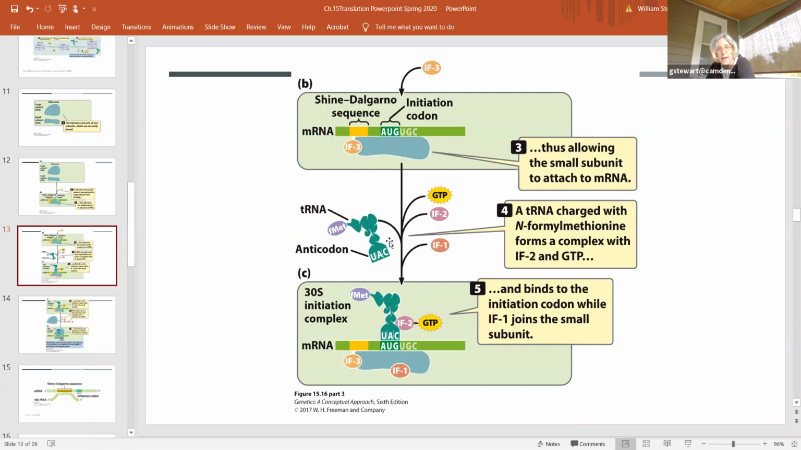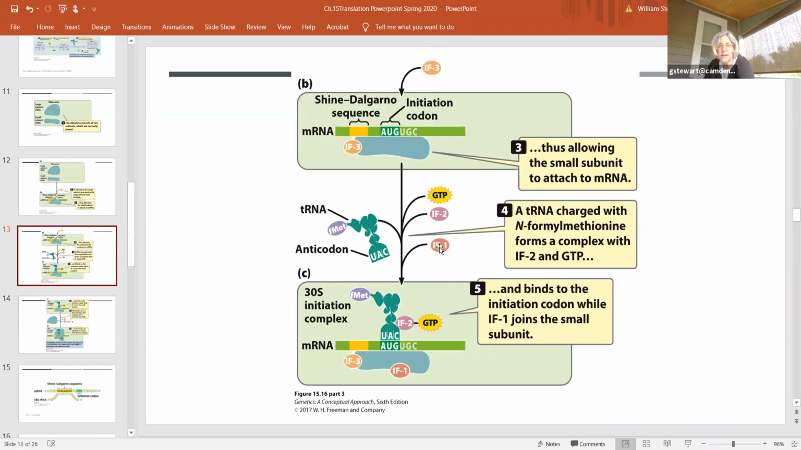Notice also at this time, initiation factor 2 joins. So the transfer RNA forms a complex with IF2. And this is going to require a little bit of energy: 1 ATP or GTP. They're the same, it's just a different base here. Instead of adenine, it has guanine.